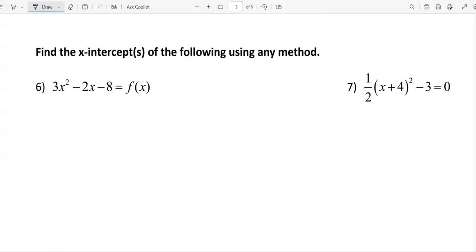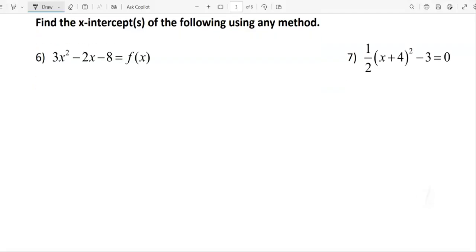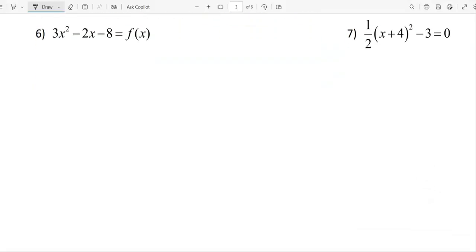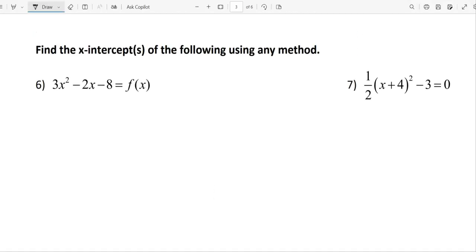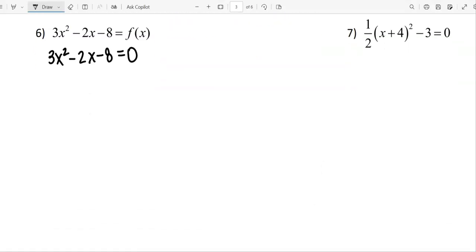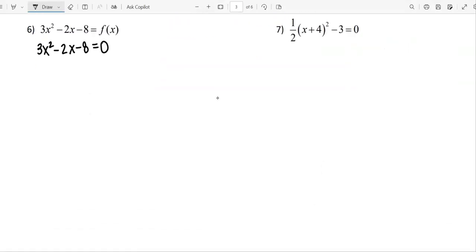This says find the x-intercepts, so those have to be ordered pairs as well. What are you going to do with number 6? First of all, if it says x-intercepts, what has to happen? Ordered pair in which y equals 0. So first step to these equations should be 3x squared minus 2x minus 8 is equal to 0. And you want to see if it's factorable?